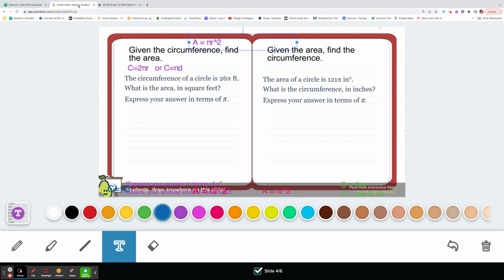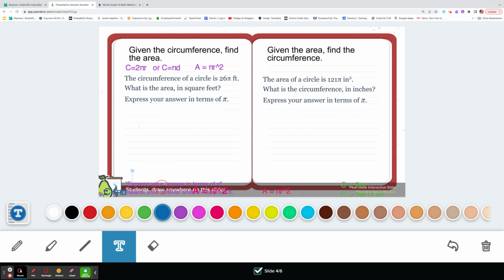So in this particular problem, it's saying the circumference is given as 26 pi. What is the area in square feet? We're going to use either formula for circumference and then use the formula for the area to solve this problem.